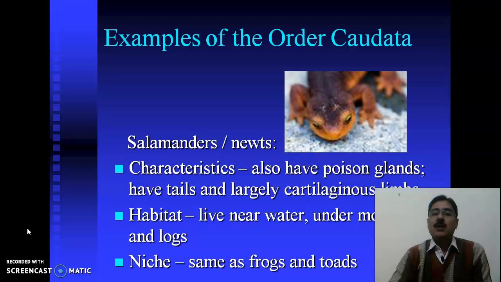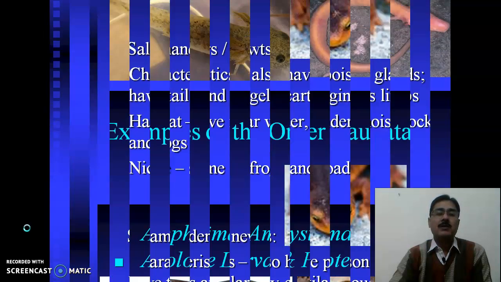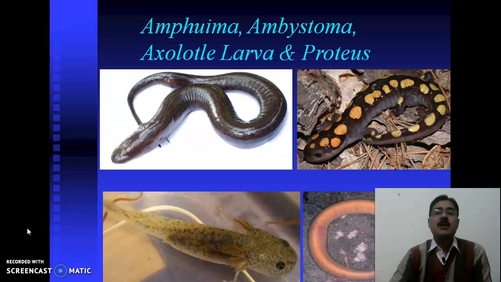So they also have poison glands, have tails, largely cartilaginous limbs, and that's why I told you earlier on, the limbs are weak. Habitat, they live near water, under moist rocks and logs. These are the examples: Amphiuma, Ambystoma the tiger salamander, axolotl larva, and Proteus. You can easily see the external gills in the axolotl larva.